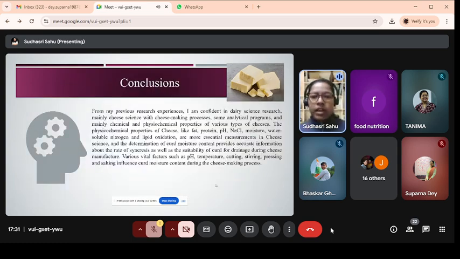And overall, I can conclude from my previous research experience, I am confident in dairy science research, mainly cheese science, with the cheese making process, some analytical programs, and many chemical and physicochemical properties.